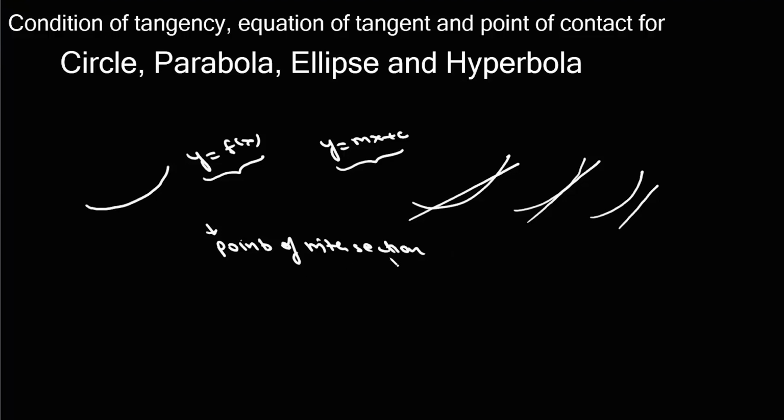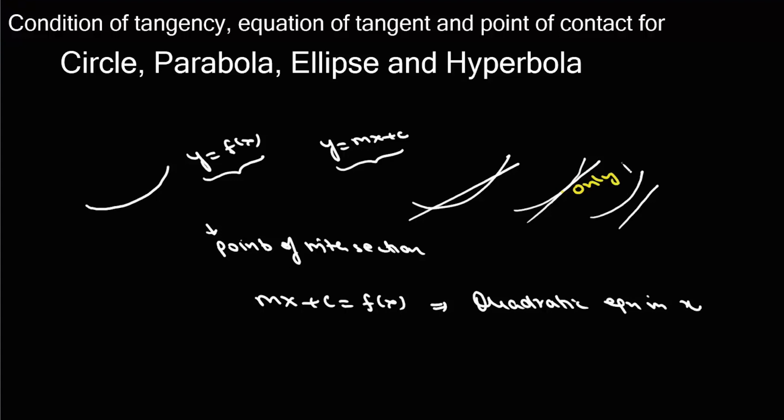Now for points of intersection, we'll eliminate one of the variables. Suppose we'll eliminate y. So we'll put y as mx plus c. So we can write this as mx plus c equals f(x). Now this equation will be a quadratic equation in x. Now when this line is a tangent to this curve, in that case there should be only one point of intersection.